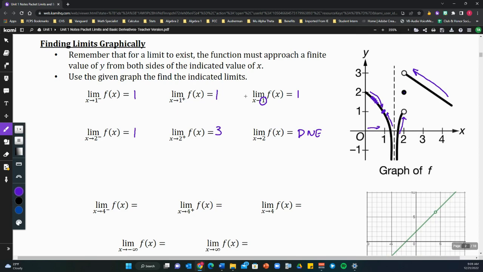Fun fact, just to add on to this, if I were to ask you for the value of f of 2, it wouldn't be 1 or 3. Even though from the left side I'm approaching 1 and from the right side I'm approaching 3, this is one of those functions with an extra defined point in there. So when we are asked for the value of the function, now we have to concern ourselves with where is the defined point, if there is one. Sometimes there may not be, but in this case there is. So in this case, the value of the function at x equals 2 would actually be positive 2 because of that extra point that's defined in there.